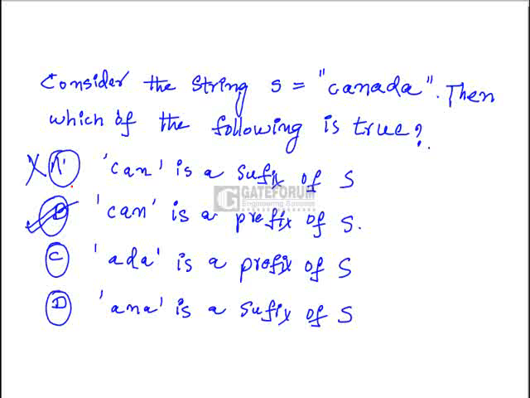Option C, ADA is a prefix of S. ADA is a suffix actually, so it is given as a prefix, this is also wrong. ANA is given as a suffix. ANA is neither prefix nor suffix, it is a substring, so it is also wrong. Option B is the correct option.